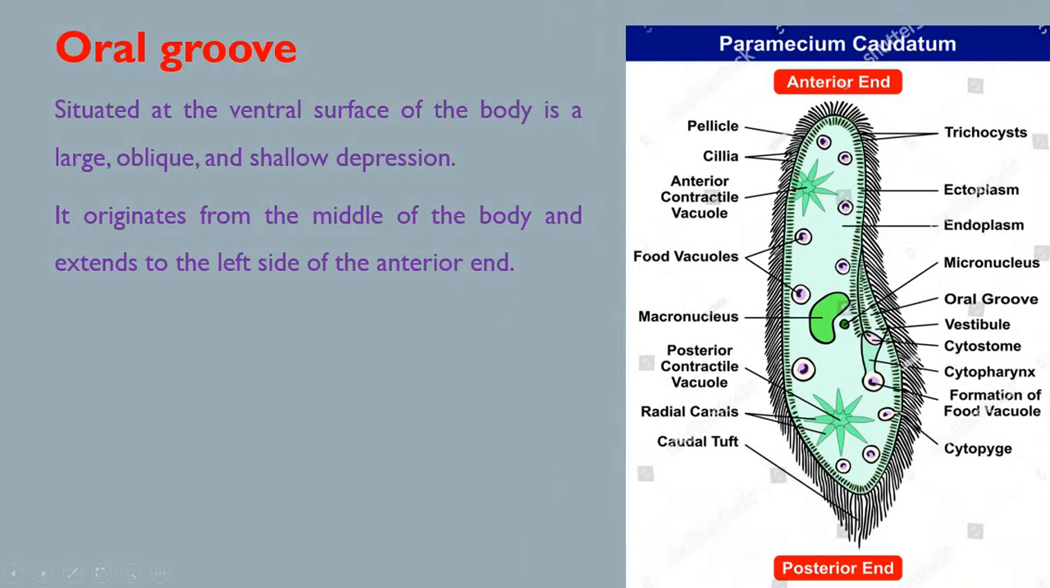This is the picture of the Paramecium caudatum. This is the anterior end. This is the posterior end. Here you can see the oral groove, which is situated on the ventral surface of the body, and it is a large, oblique and shallow depression and originates from the middle of the body and extends to the left side of the anterior end.